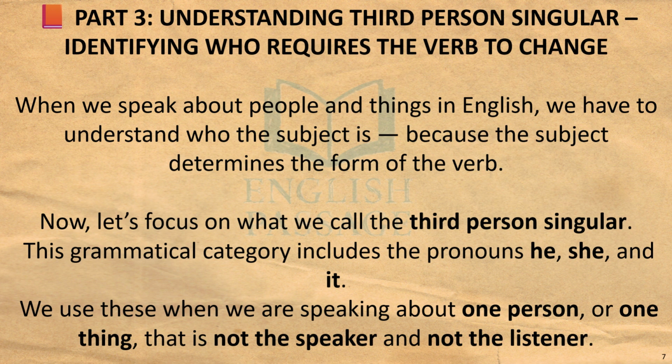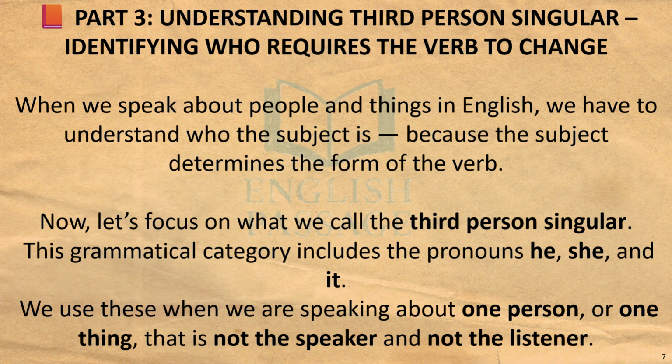Part 3. Understanding third person singular. Identifying who requires the verb to change. When we speak about people and things in English, we have to understand who the subject is, because the subject determines the form of the verb.